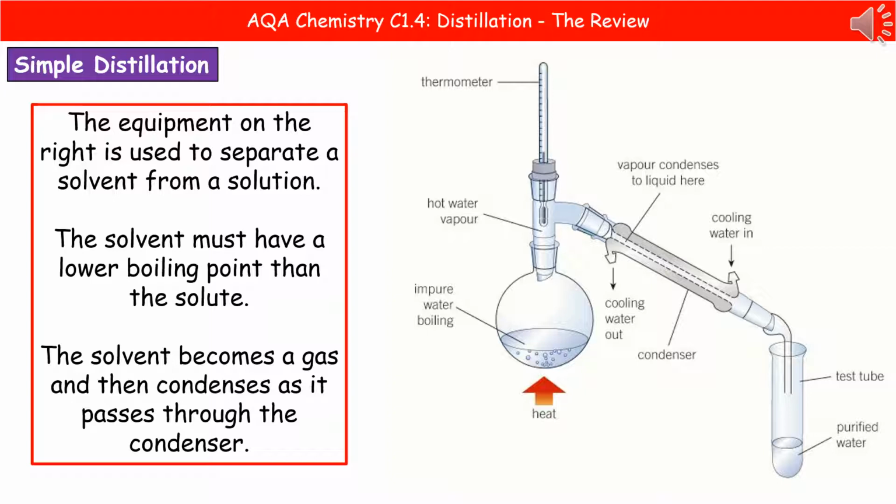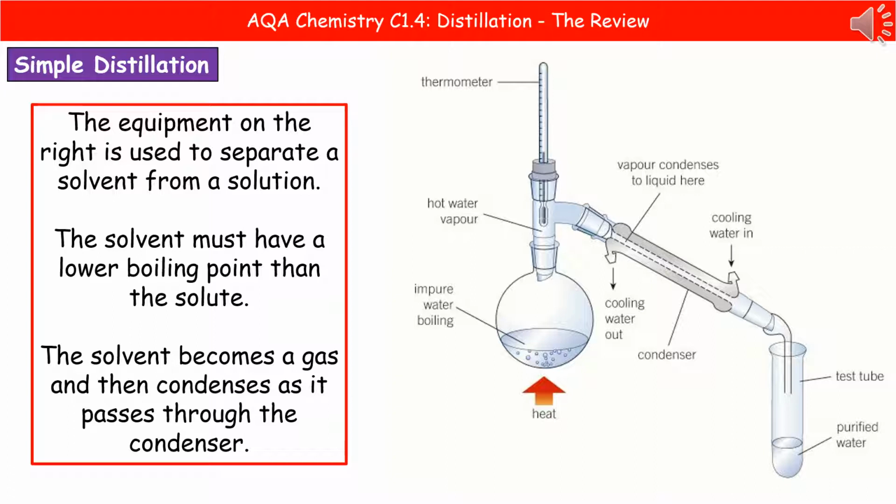In order to carry out simple distillation, we set up our equipment as in the diagram on the right. Now, this is what we would use if we're trying to separate a solvent from its solution. The key point about this though is that the solvent must have a lower boiling point than the solute itself. If the solute had a lower boiling point, then that would evaporate before our solvent, and therefore this wouldn't work.